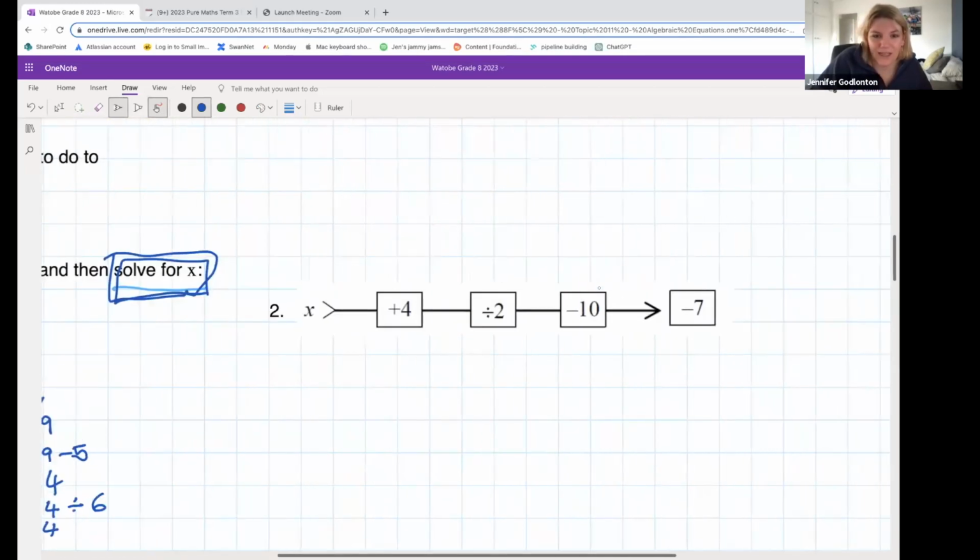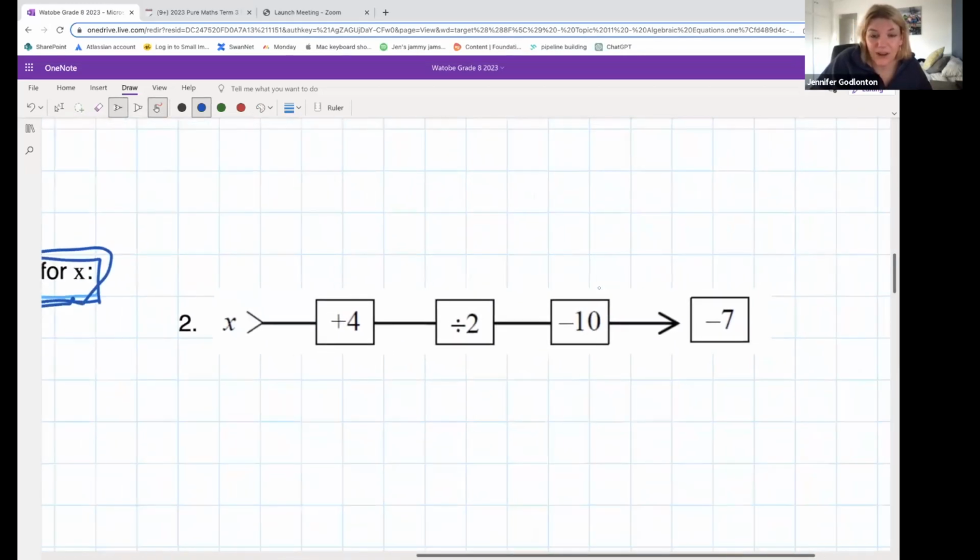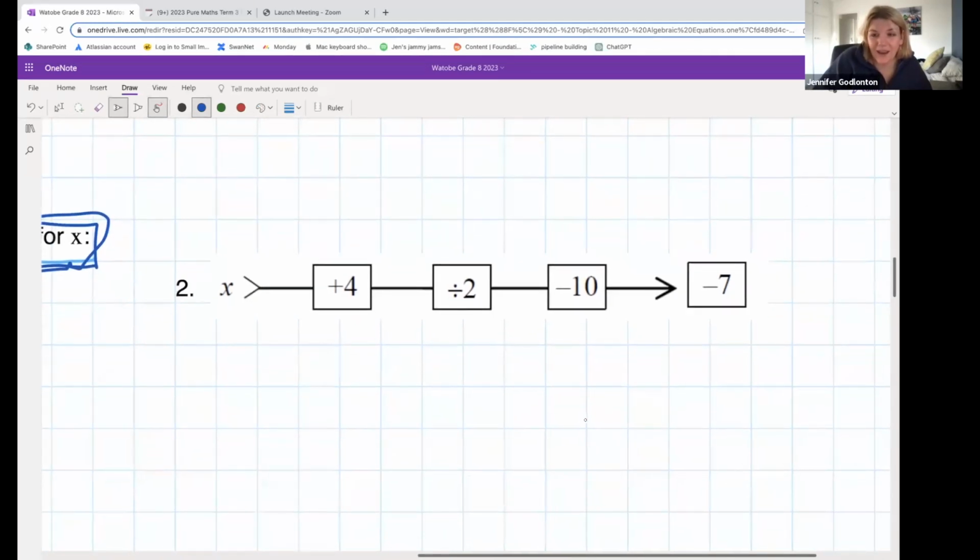Okay, so here is question 2. I want you to do a very similar thing. I want you to write the equation, and I want you to find out what x is. So I want you to solve for x, and I want you to write out the equation.